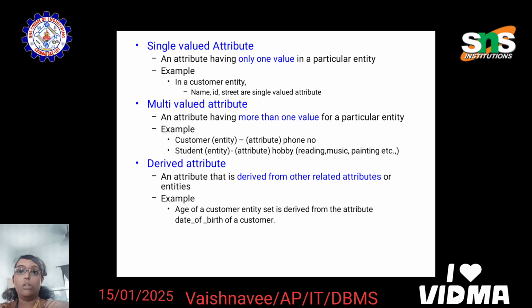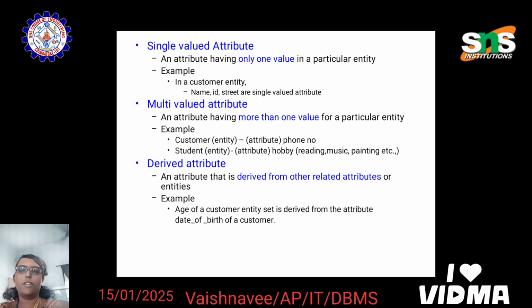What about single valued attributes? As its name says, an attribute having only one value for a particular entity is said to be a single valued attribute. For example, a person can have only one name. So name, ID, street are single valued attributes. Whereas customer phone number and hobby are multi-valued attributes, because one can have more than one hobby.